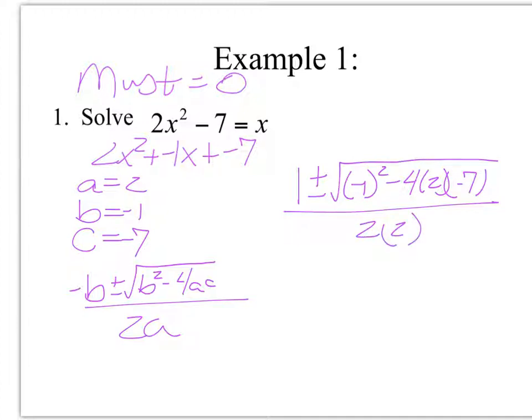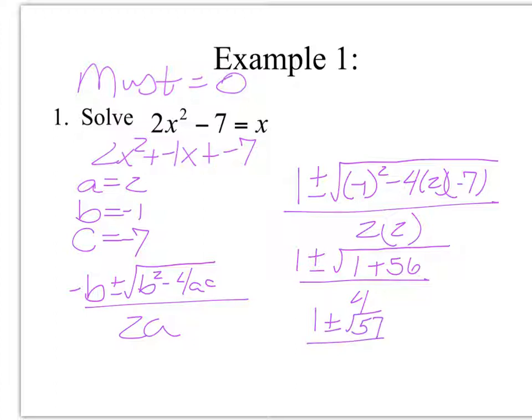So I'm going to start in my parentheses, and I'm going to start working the pieces down. So I have 1 plus or minus the square root. Negative 1 squared is 1. Negative 4, because that's going to go plus the opposite. Negative 4 times 2 times negative 7 is actually plus 56. And that's all going to be over 4. I end up with 1 plus or minus the square root of 57 over 4.